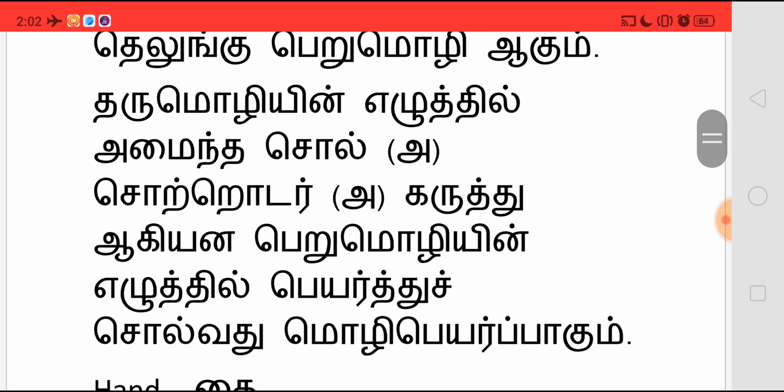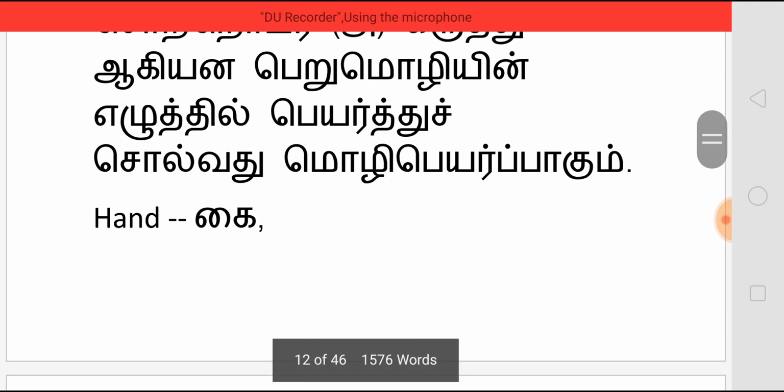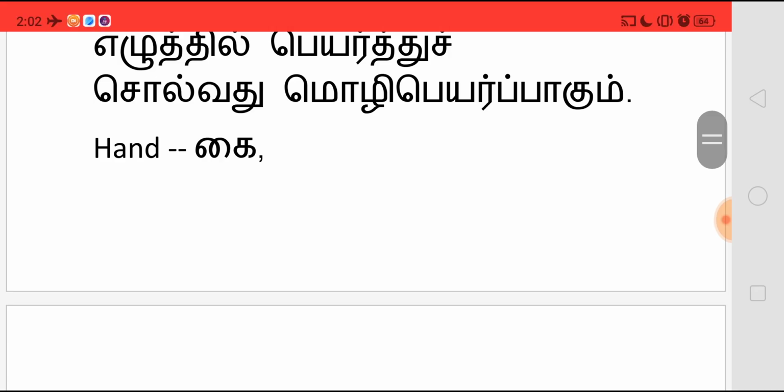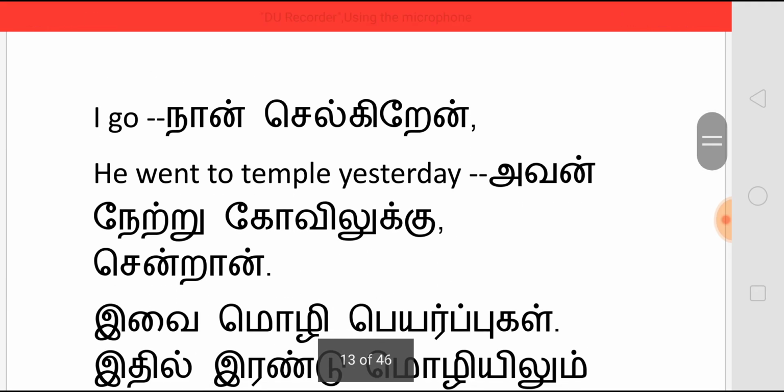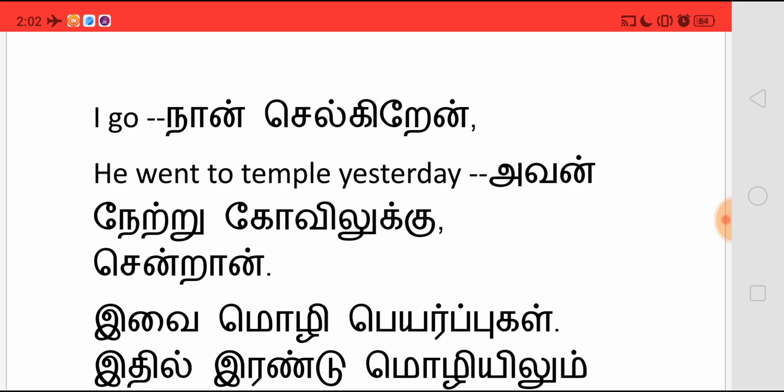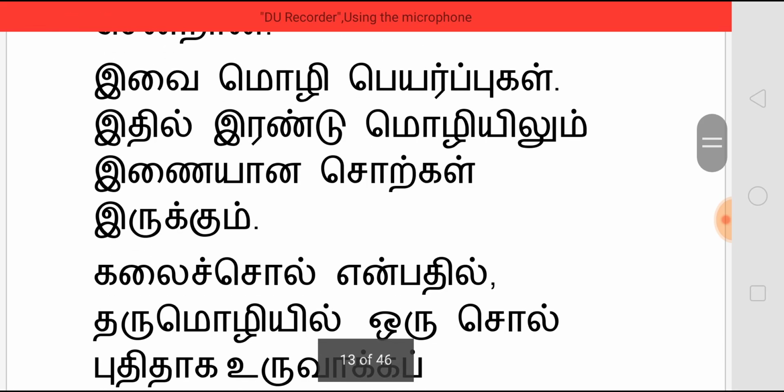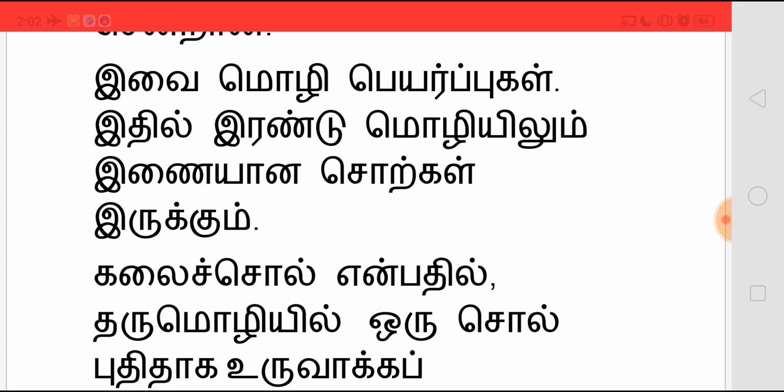Now Tarumori is the language from which we are taking that word or the sentence or the concept, and the Perumori should be exactly the same in meaning, then it is translation. For example, in English we say hand, in Tamil we say kai. I go, நான் செல்கிறேன். He went to temple yesterday, அவன் நேற்று கோயிலுக்கு சென்றான். These are translations. And when we are doing a translation, we should have equivalent words in both the languages.